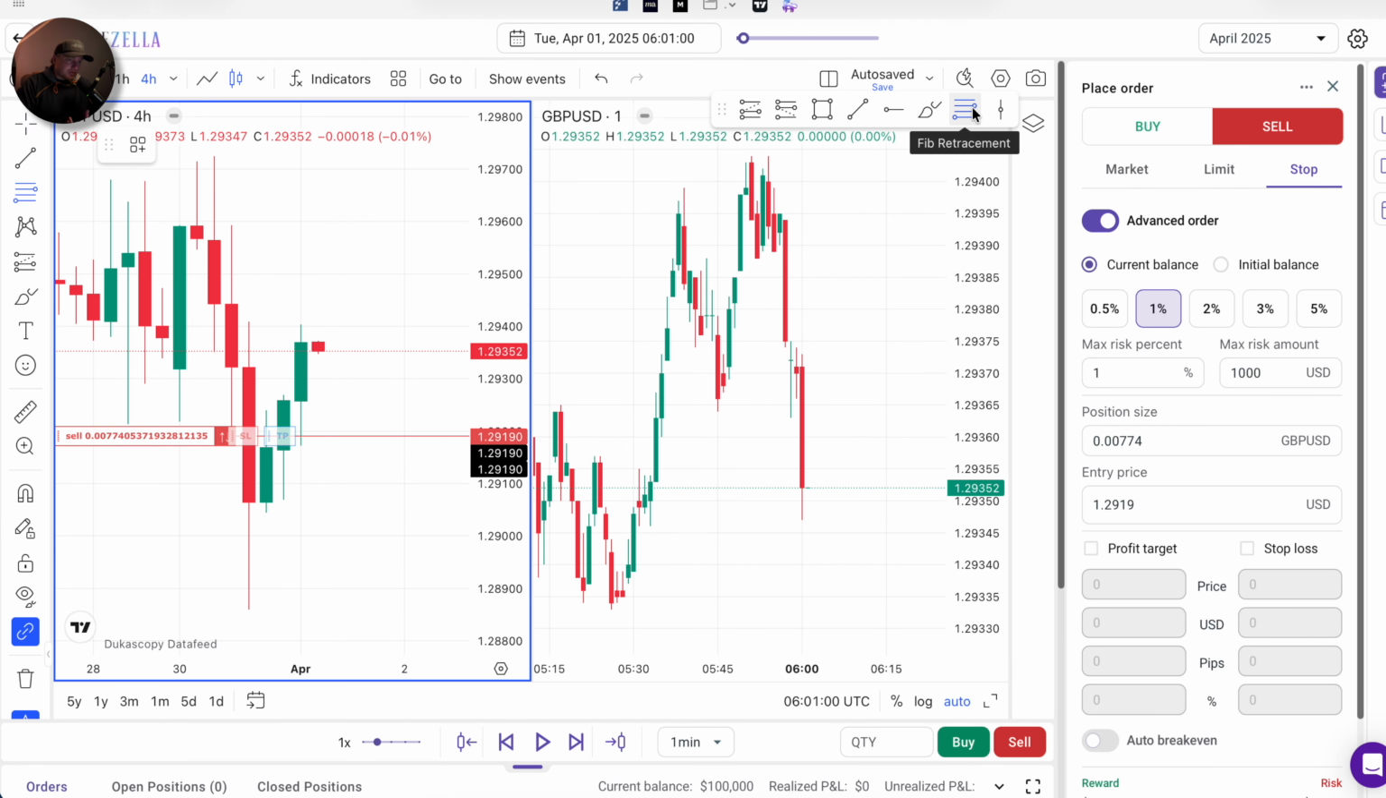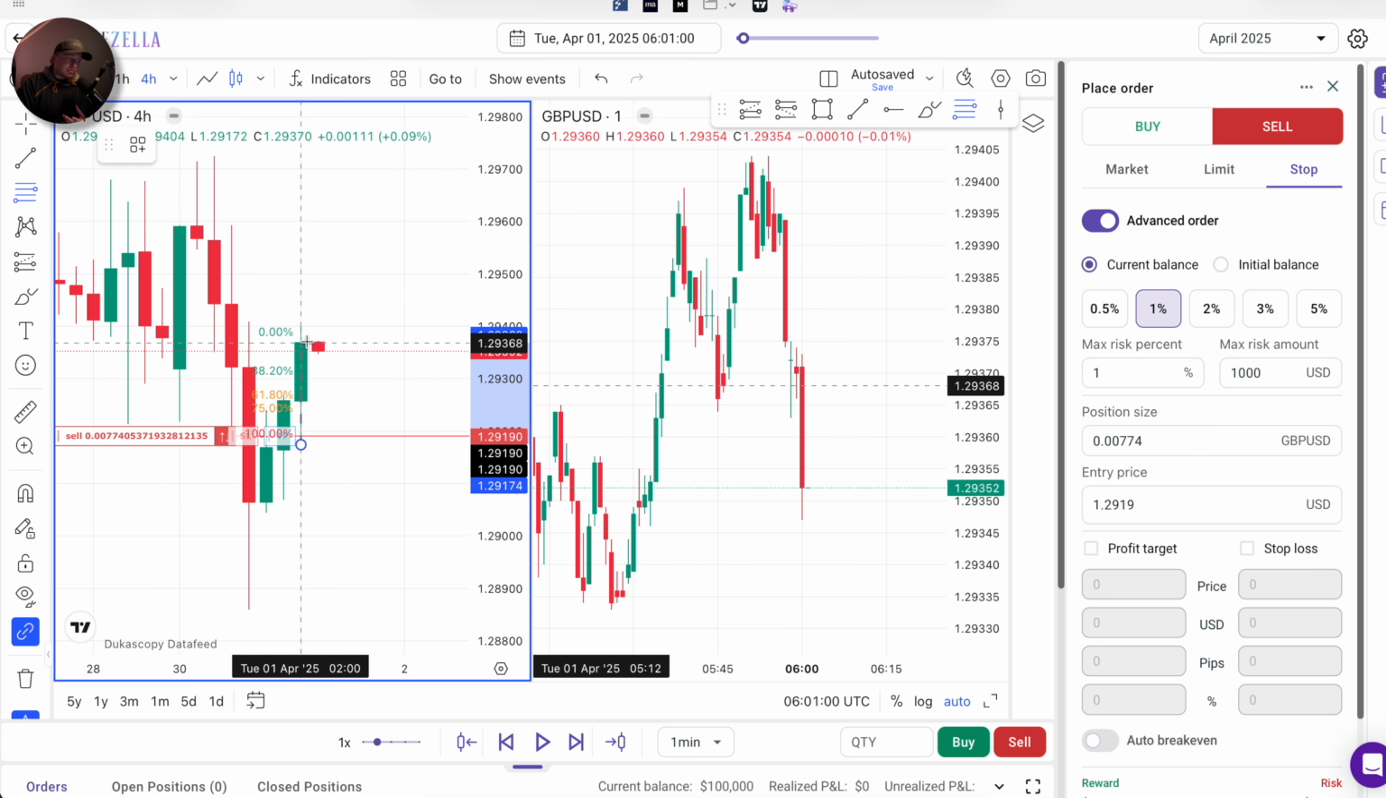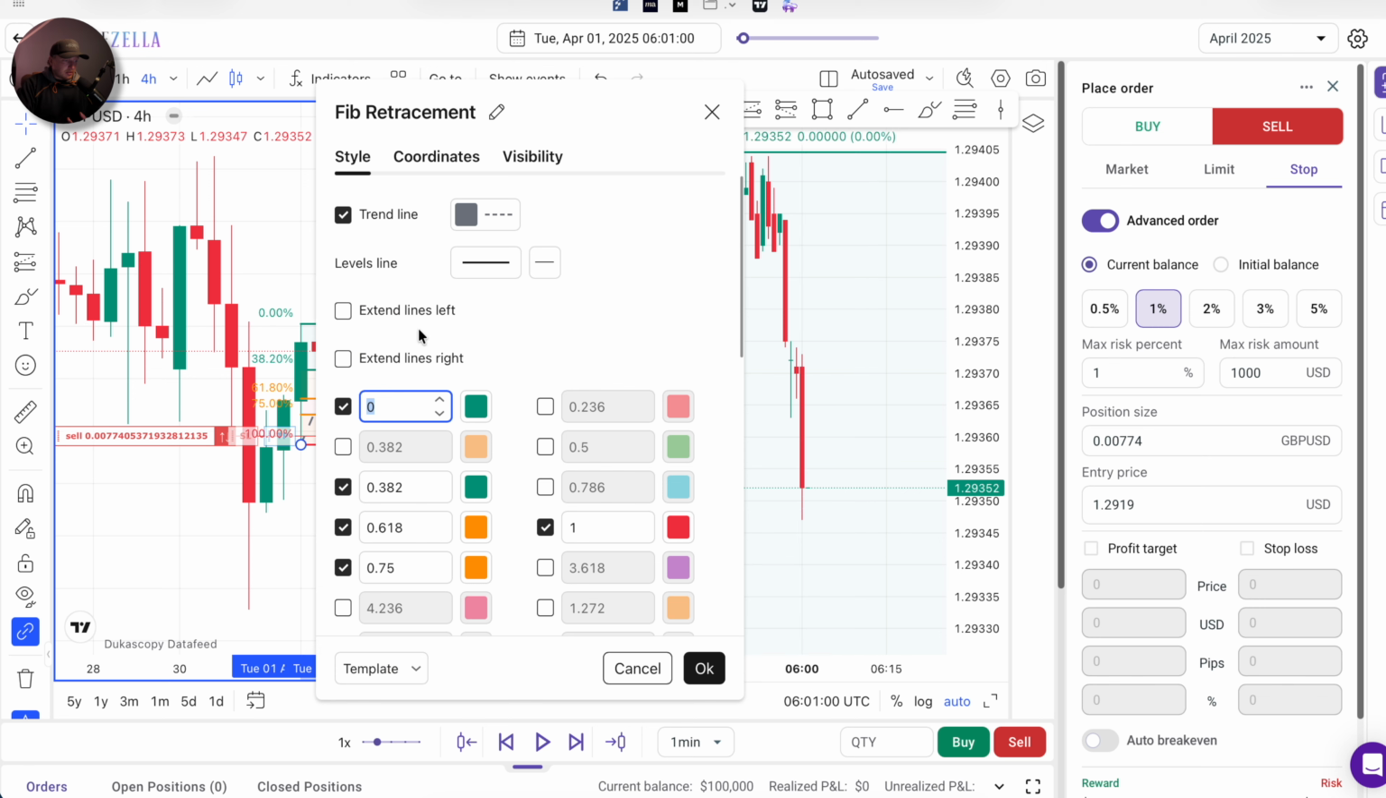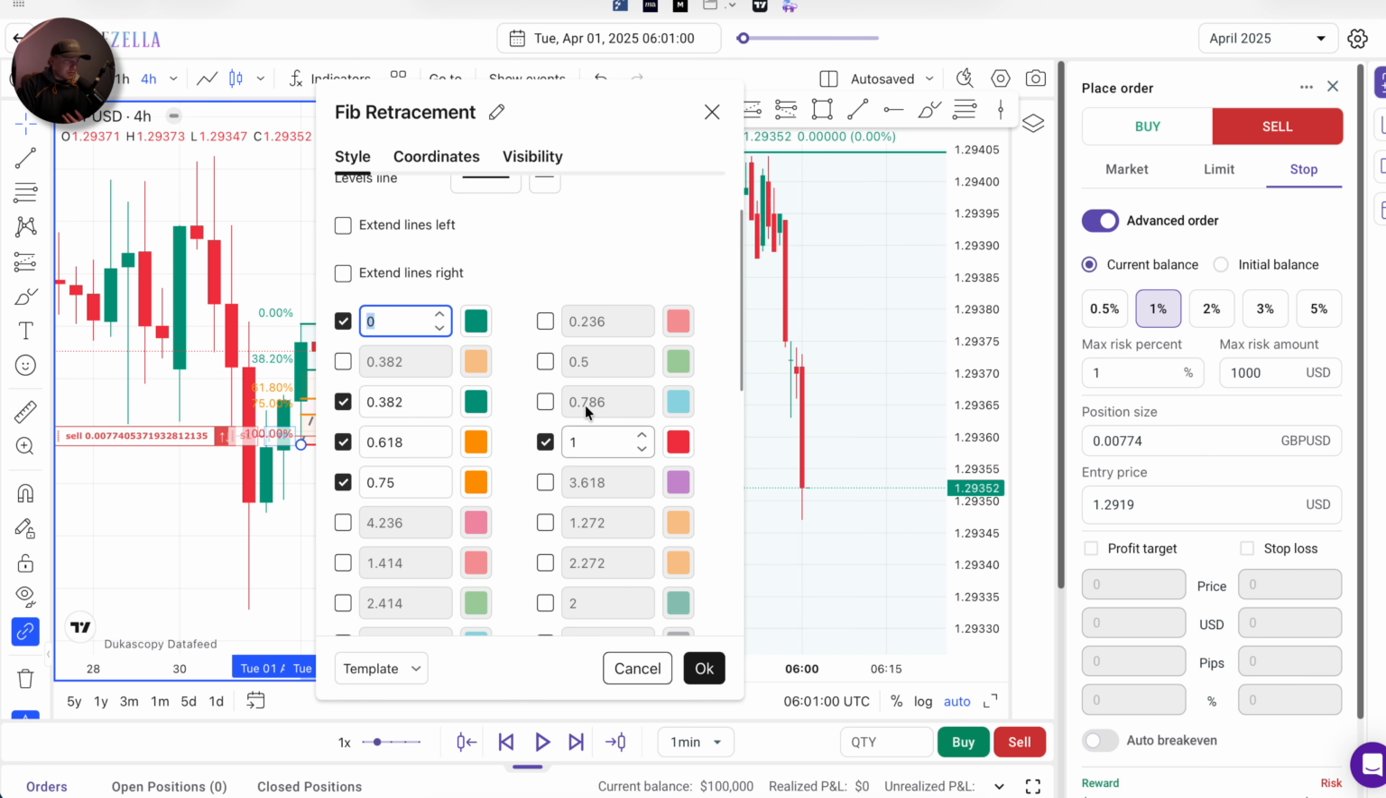So we get the Fib tool, and we start at the bottom because we are looking to buy. We click, including the wick, and we drag this up to the top and just extend it out a little bit so we can see where we're trading on the new 4 hourly candle. The 0% level is at the top when we are buying, and the 0% level is at the bottom when we are selling. If we double click on that, we can see the settings that we've got for the Fib.